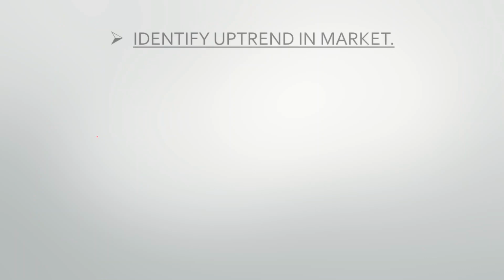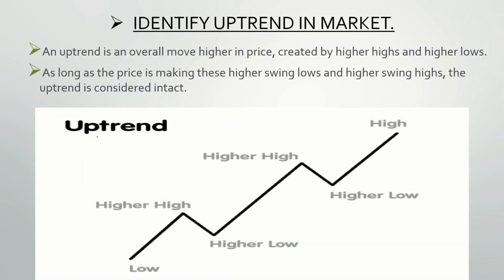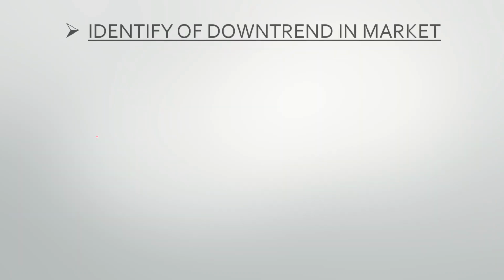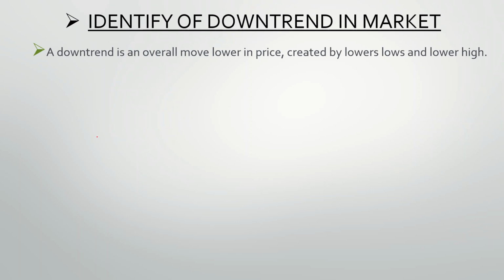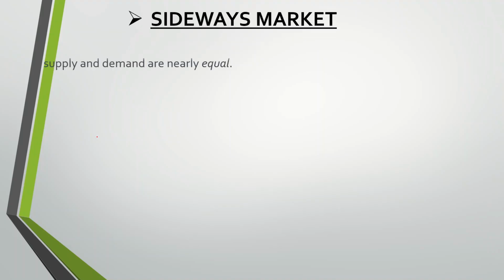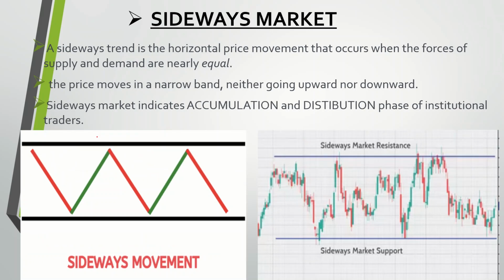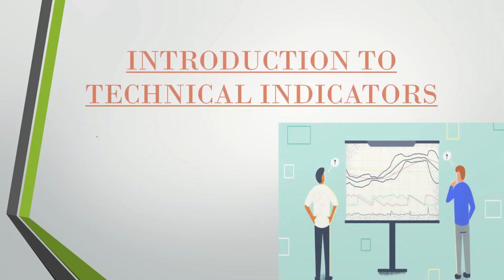All right. This is just a theory. You can read about higher highs and higher lows, and you can identify the trend by trend lines. This is the theory for a downtrend. The sideways market is nothing but a ranging market. Whenever the market is in a range, it is sideways.